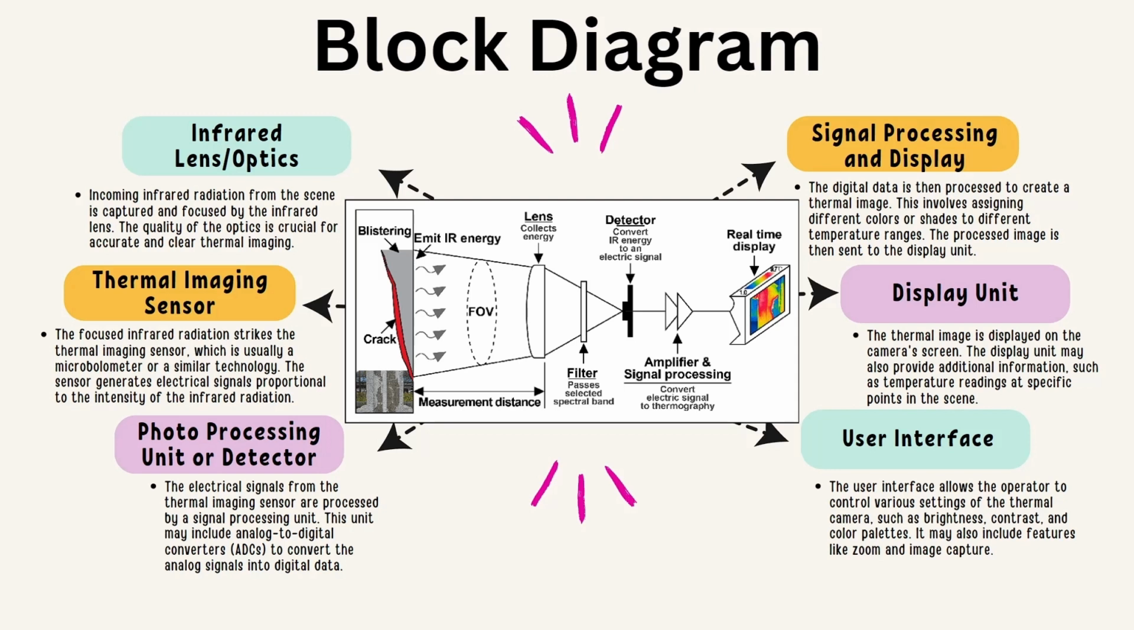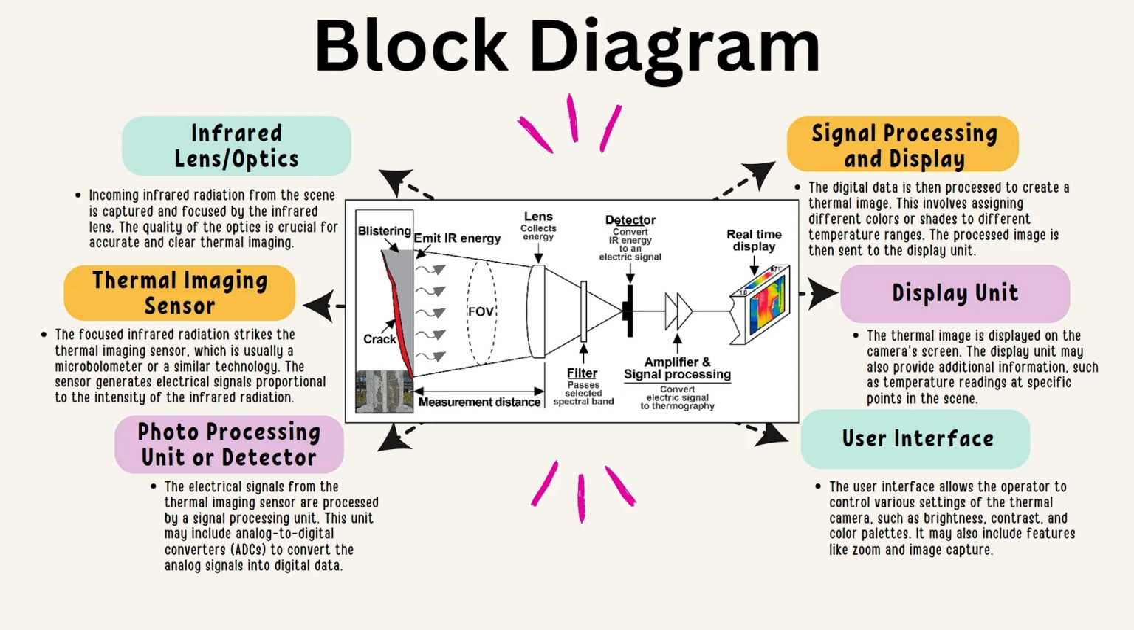Moving on, we have the signal processing and amplifier unit. The electrical signals or the digital data which is generated is now processed to create a thermal image. This means that different shades of colors are applied to different bodies depending on the various temperatures or the heat signatures they give off. This processed image is now sent to the real-time display unit.